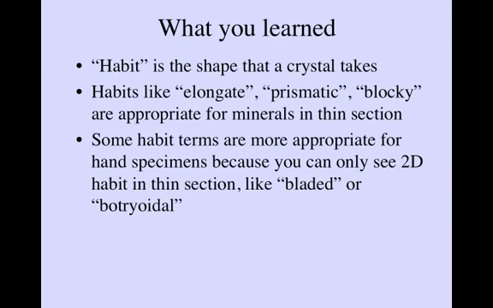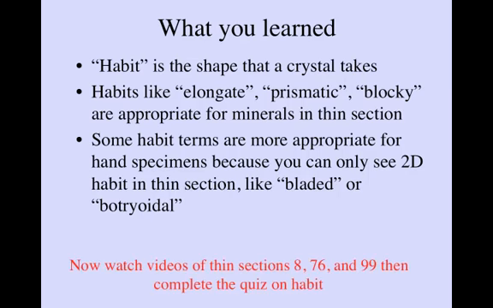So what you learned in this module was the habit is the shape that a crystal takes. Habits like elongate, prismatic, blocky are appropriate for minerals in thin section. And some habit terms are more appropriate for hand specimens because you can only see 2 dimensions in thin section. Terms like bladed or botryoidal maybe don't work so well. Now I'd like you to watch videos of thin sections 8, 76, and 99, and then complete the quiz on habit.